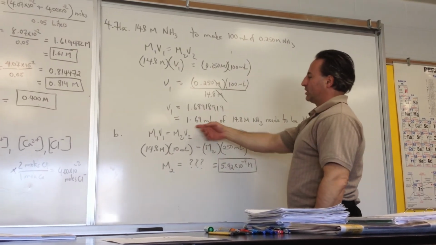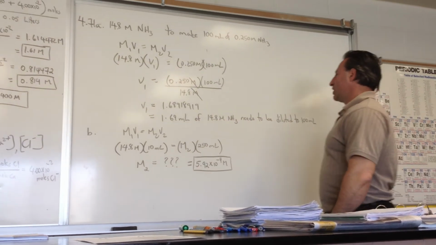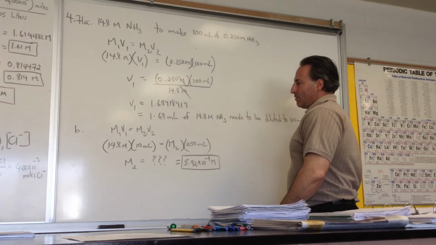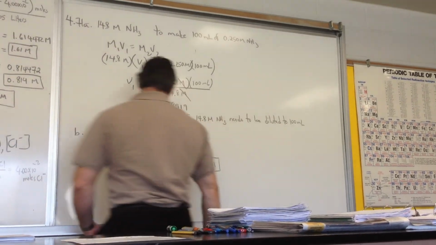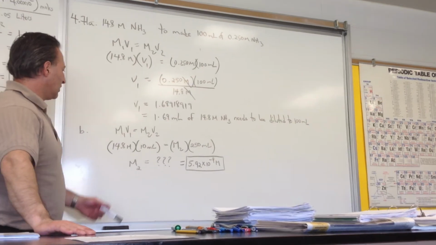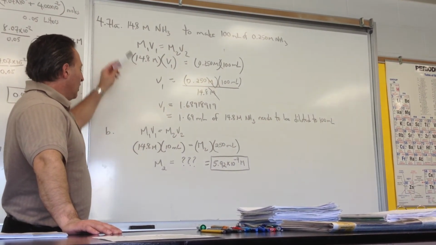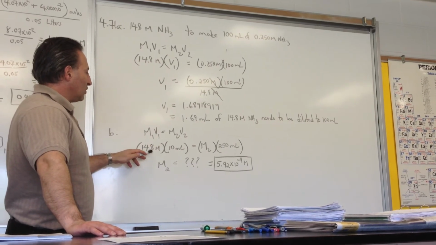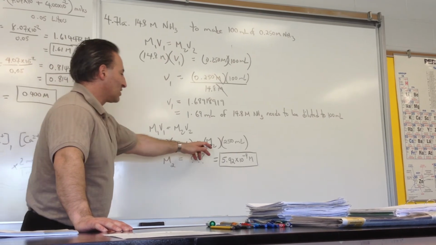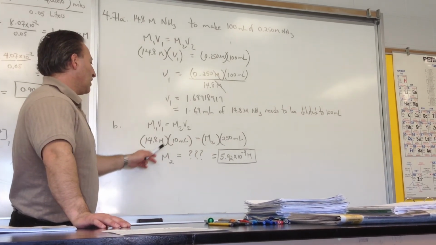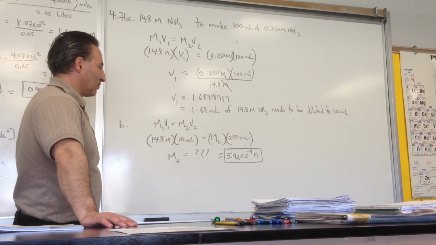And I made a concluding sentence: 1.69 mLs of 14.8 molar ammonia needs to be diluted to 100 mLs to achieve a concentration of 0.25 molar. In the second question, they ask, if 10 mLs of this stock solution is diluted to 250 mLs, what is the new concentration? In this case, what we do is we isolate for M2, 14.8 times 10 divided by 250 gives you 5.92 times 10 to the minus 4 molar.